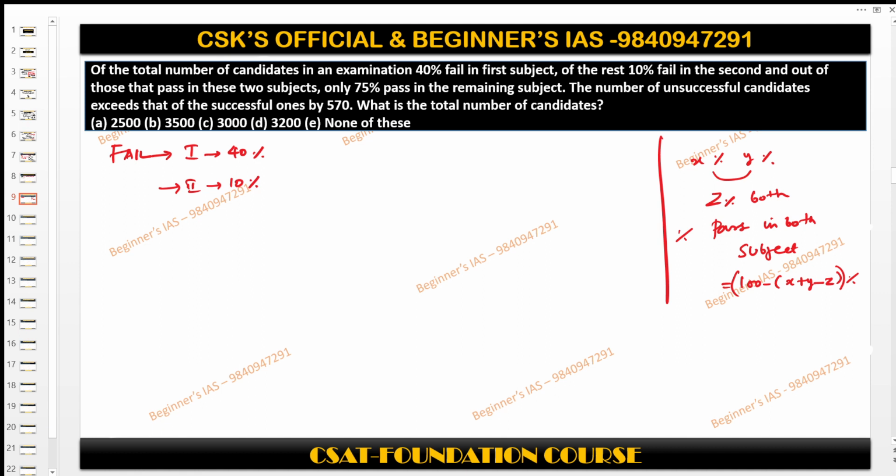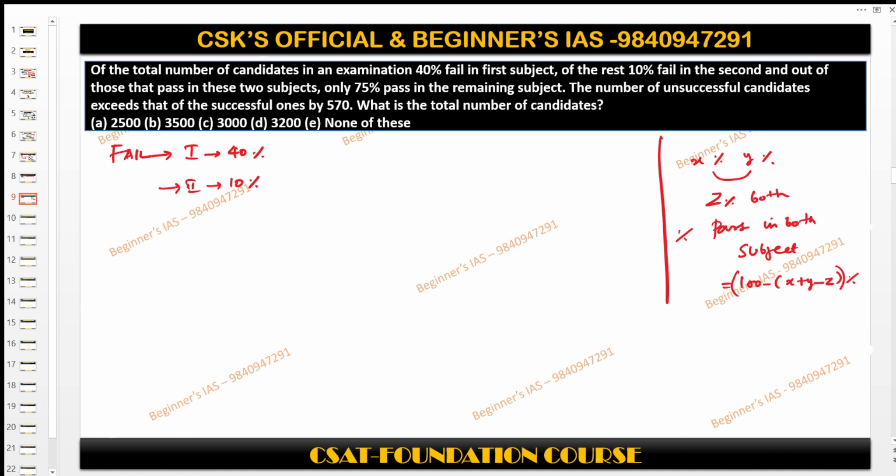Suppose this question comes in your examination, then what will you do? Leaving that aside, now we will do that question without wasting time. So what is the data provided here? Out of the total number of candidates in the examination, 40% fail in the first subject. Then what would be the pass in the first subject? 60% pass in the first subject.